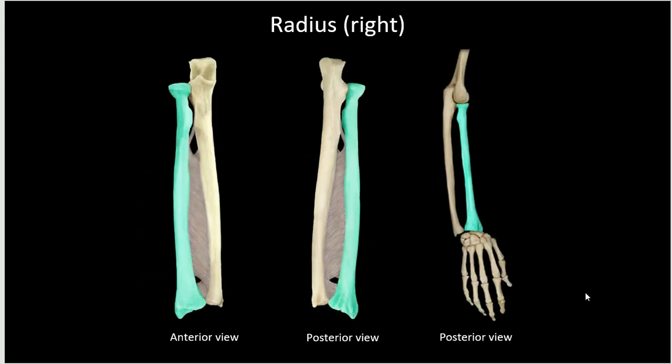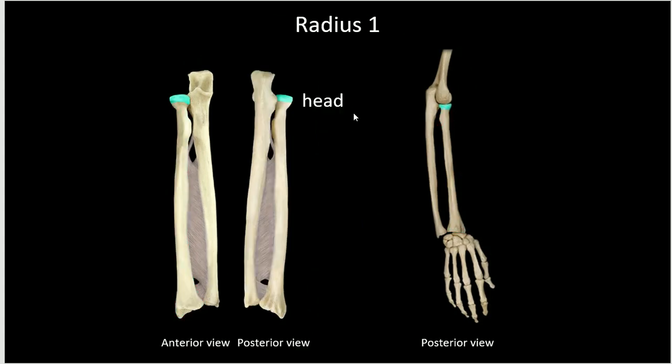So here's the radius. So remember, radius is the thumb side. Ulna is the pinky side. So this is the right radius. Anterior and posterior view. The head of the radius.